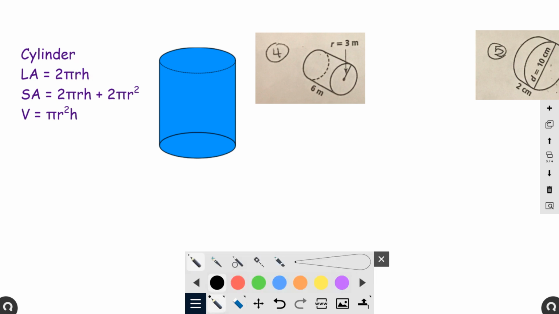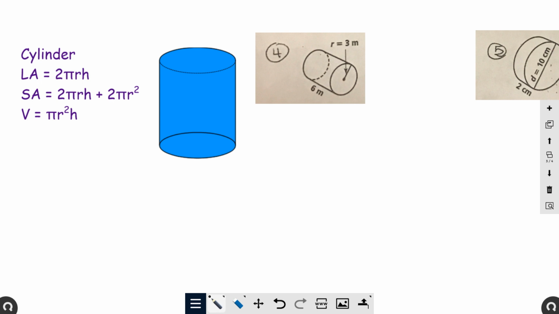But anyway, back to our problems here. We're going to find these 3 things for these last 2 problems on your paper. So it gives you all the information. This is why I really love cylinders, because it gives you everything that you need. The only things that we need in these formulas are r and h. So what is r in this problem? 3. It even says r equals 3. Now what is h?